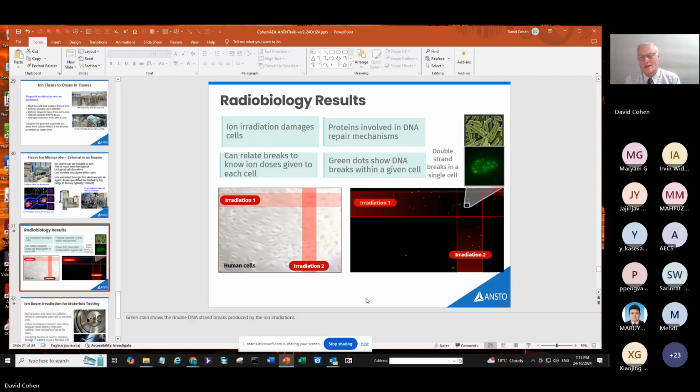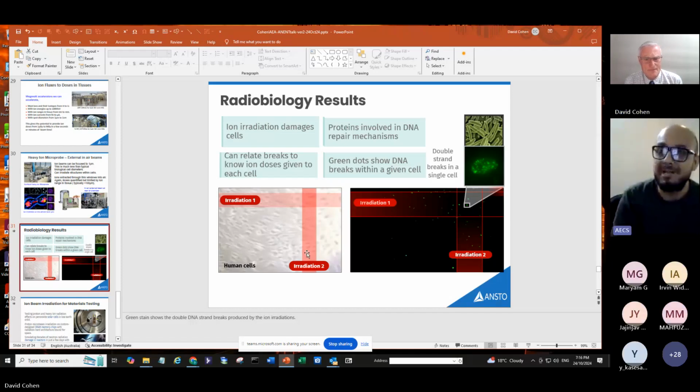Yeah, what we have here is we have the cells floating in a liquid, and that is put inside the beam and irradiated, and then it's taken out of the beam, and the biologist goes away and stains the cells afterwards. Does that answer your question? So we didn't actually isolate the DNA. No, we don't take the DNA out of the cells.